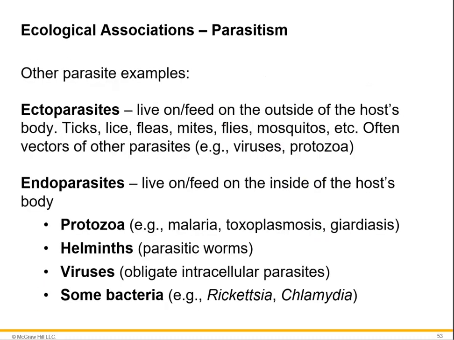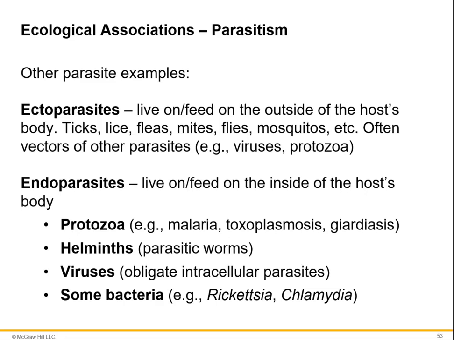And just a little bit more about parasitism. So we have ectoparasites and endoparasites. Ectoparasites are going to live on or feed on the outside of the host body. This is going to be things like ticks, fleas, mosquitoes, and these guys are often vectors of other parasites. So they're usually viruses, sometimes protozoa, that they can spread. Endoparasites, on the other hand, are going to live on or feed on the inside of the host body. This is going to be things like protozoa.